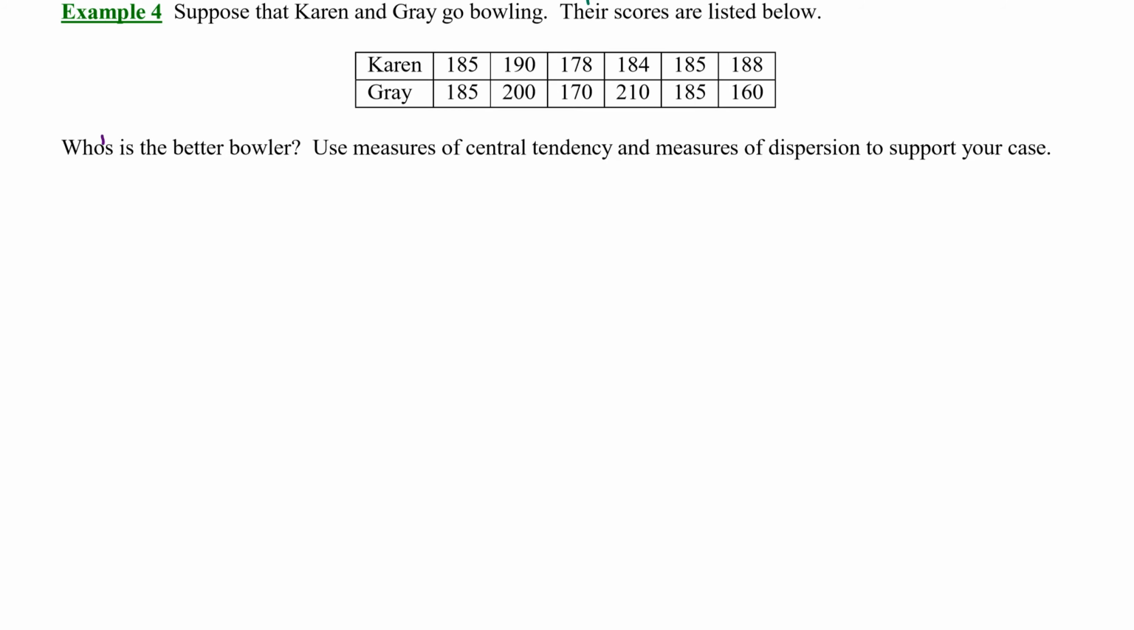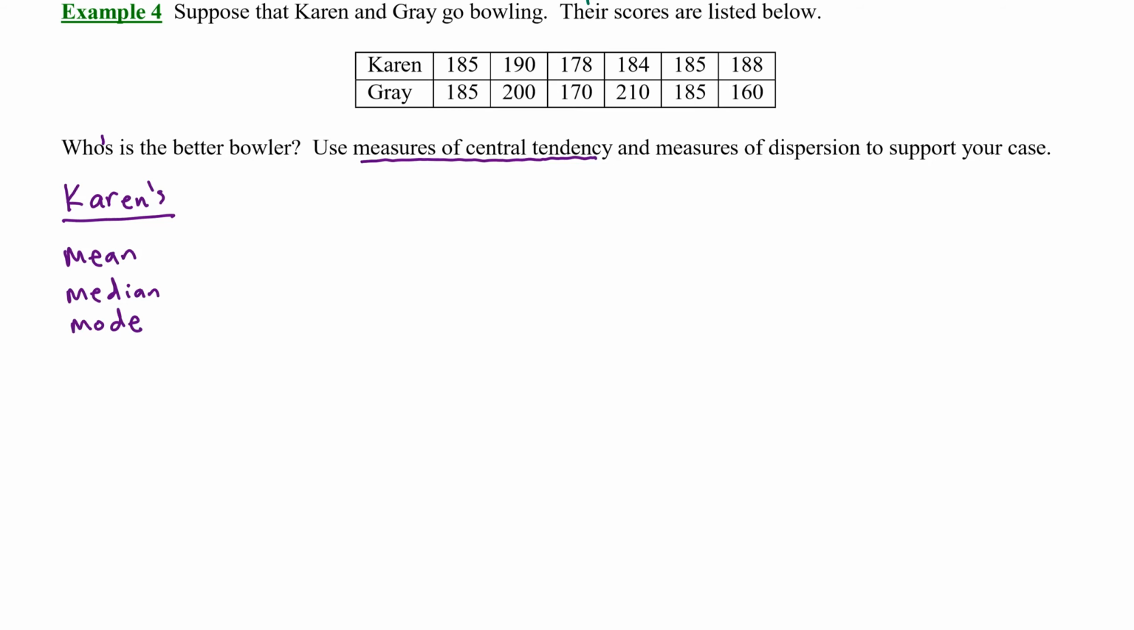We're going to do this not just by making an opinion, but by actually using measures of central tendency and measures of dispersion to support our case. Who is the better bowler? So first of all, let's talk about measures of central tendency. Let's consider Karen's game to begin with. We're going to find her mean, median, and mode.